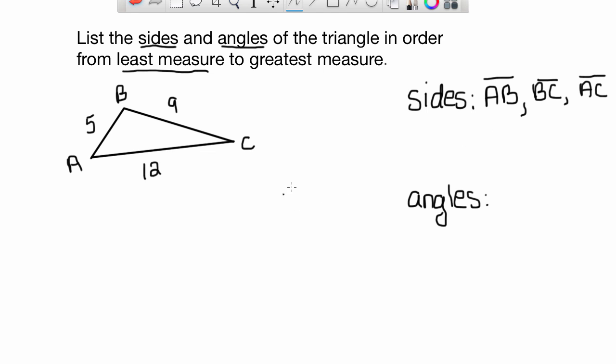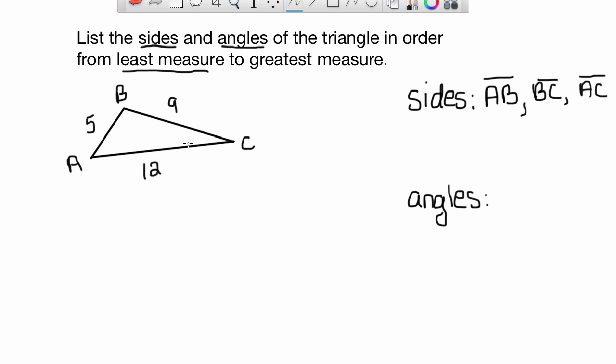So that was really easy. So, if your teacher is making this a 6-point problem, there you go. Maybe, the sides in proper order might be worth half of it. So there you go. So now we're going to talk about the angles. And the angles is a little more difficult because you have to kind of do a little bit of work.